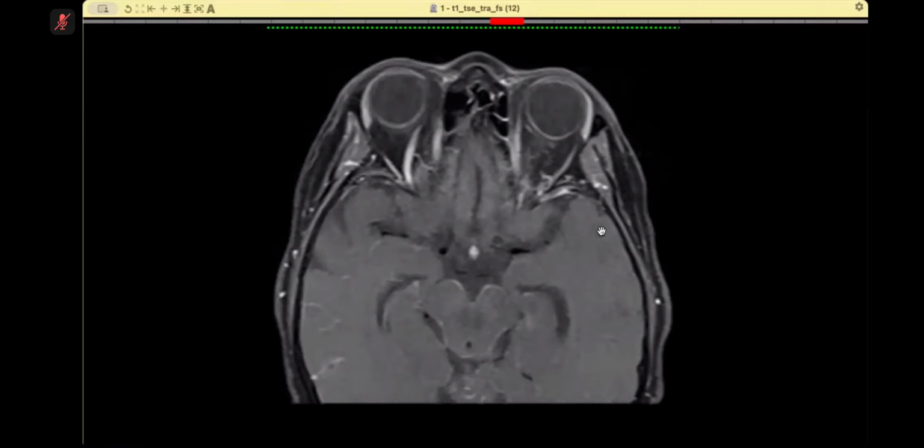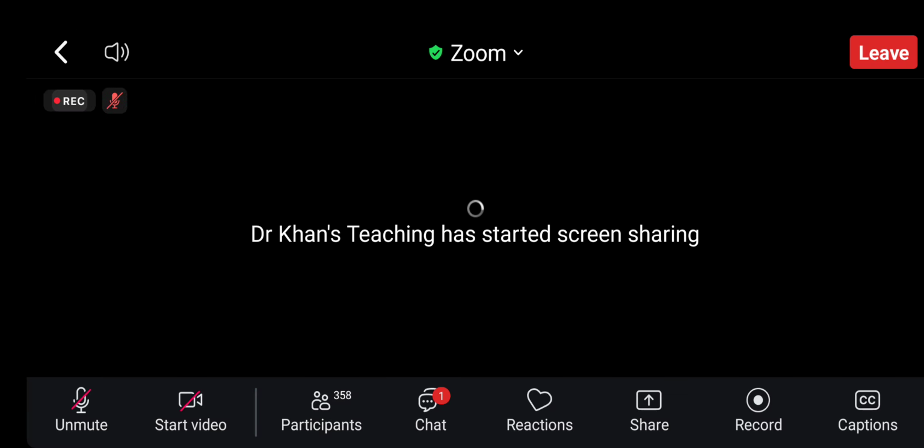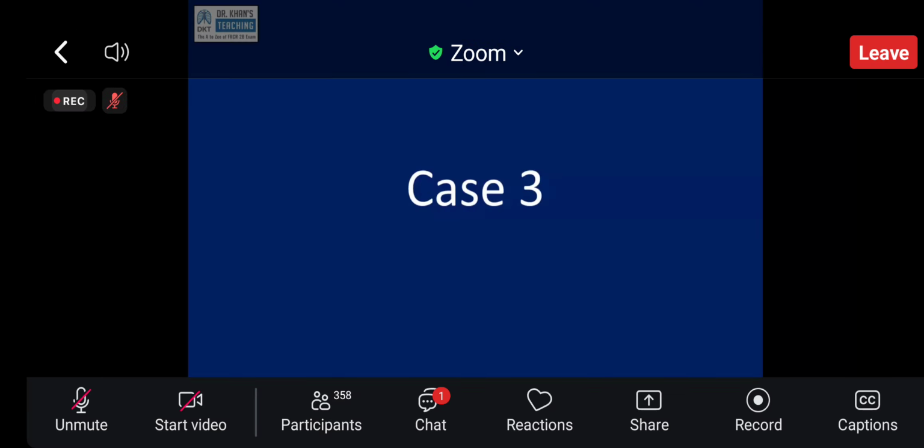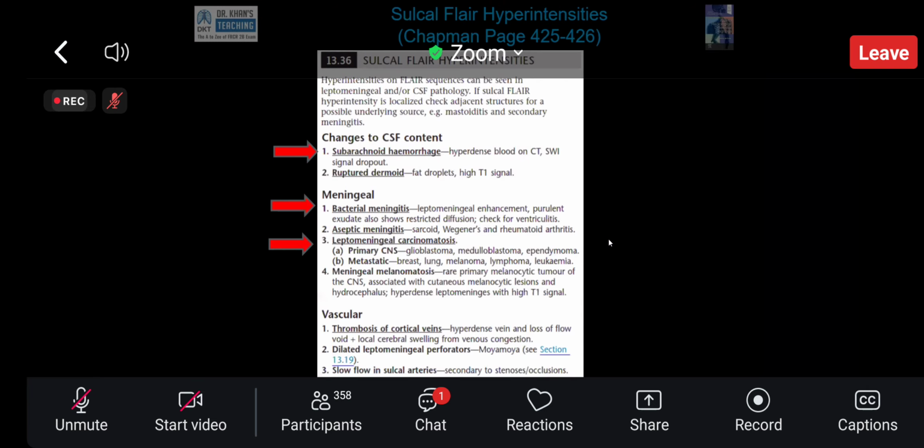Okay, we stop there and let me take over. So this is leptomeningeal carcinomatosis. I'll go through the case in a minute. Let me go through a few teaching points.